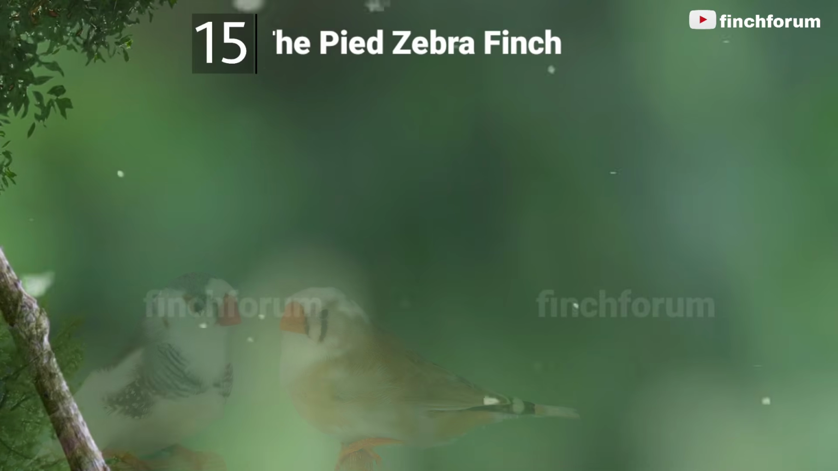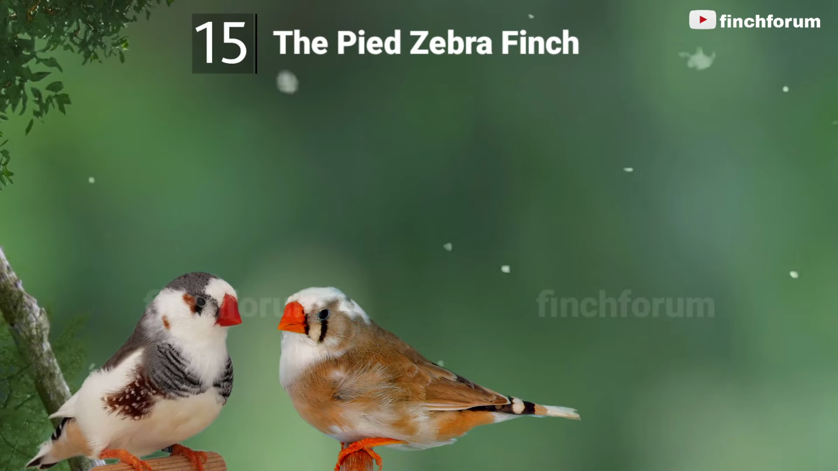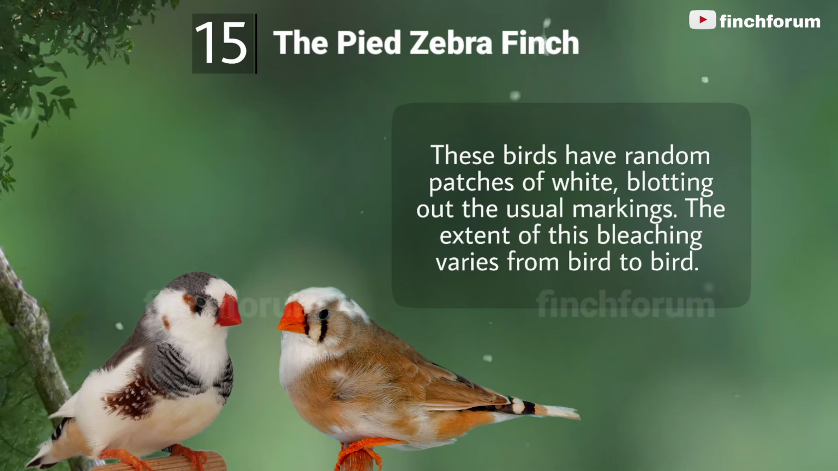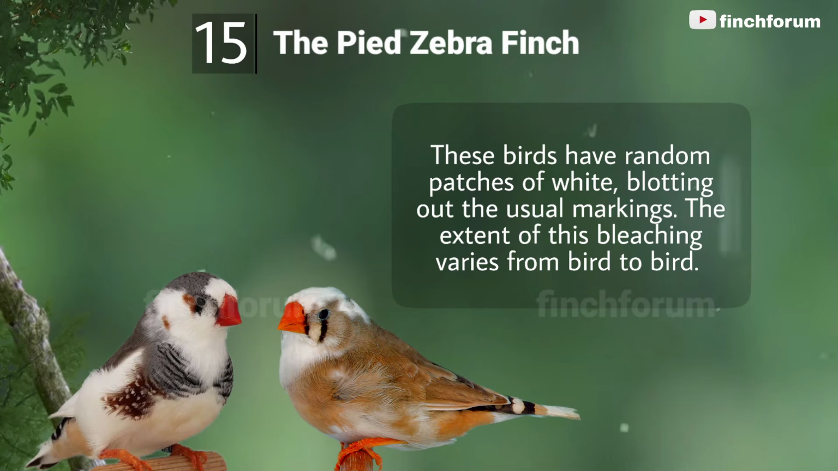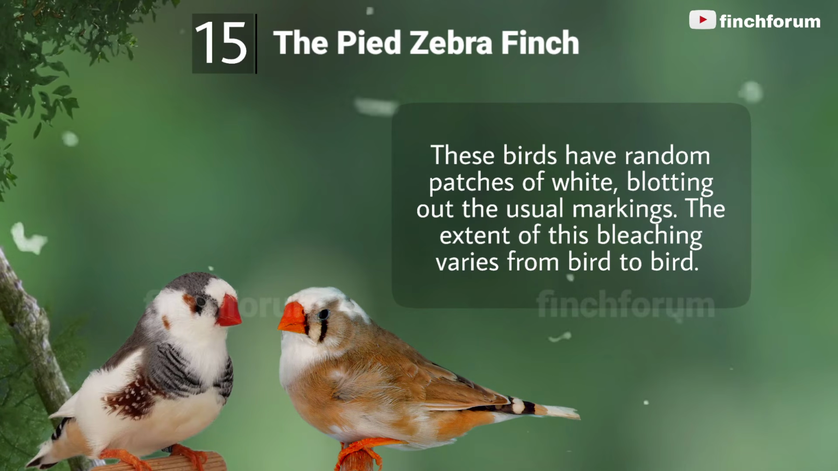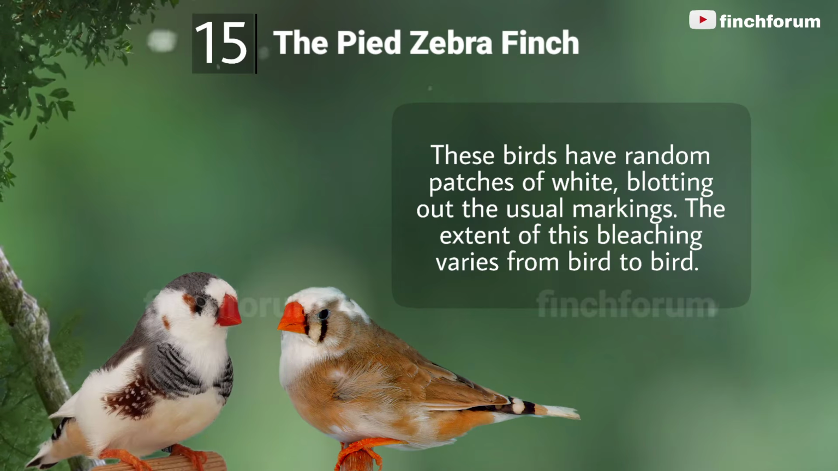Number 15. The pied zebra finch. These birds have random patches of white, blotting out the usual markings. The extent of this bleaching varies from bird to bird.